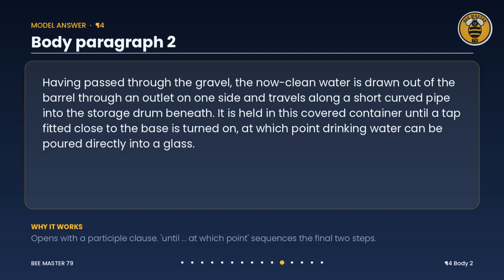Paragraph 4. The second body paragraph. Having passed through the gravel, the now clean water is drawn out of the barrel through an outlet on one side and travels along a short curved pipe into the storage drum beneath. It is held in this covered container until a tap fitted close to the base is turned on, at which point drinking water can be poured directly into a glass. That opening participle clause, "having passed through the gravel", links the 2 paragraphs without using the word "then".